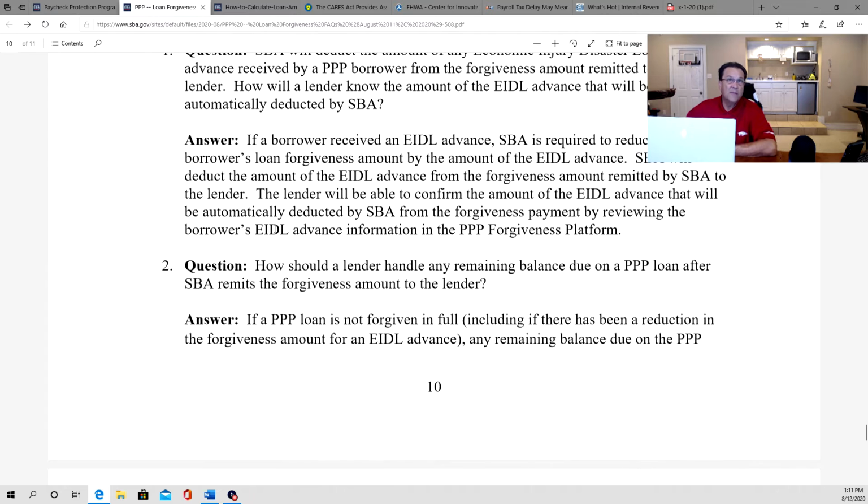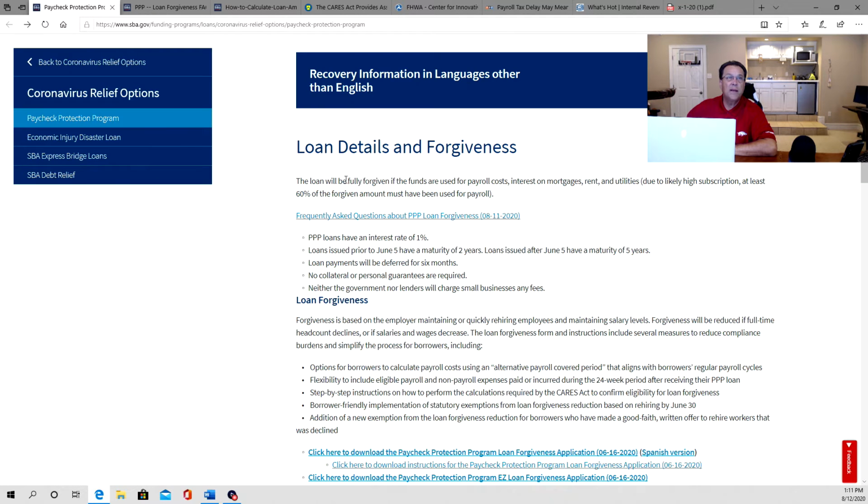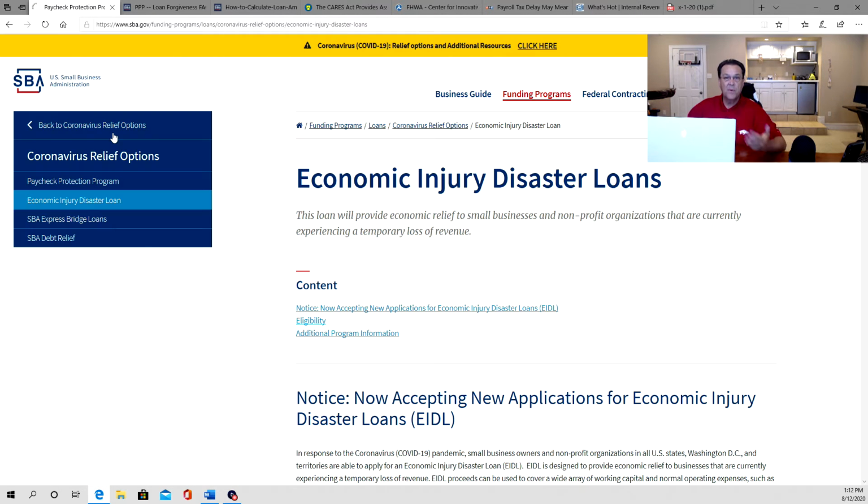So here's the answer. If a borrower received an advance, and again, if you had more than 10,000 employees, that amount is going to be the total amount, and you'll see that deposited in your business checking account, where you provided when you did the application. To remind you, this was the EIDL.